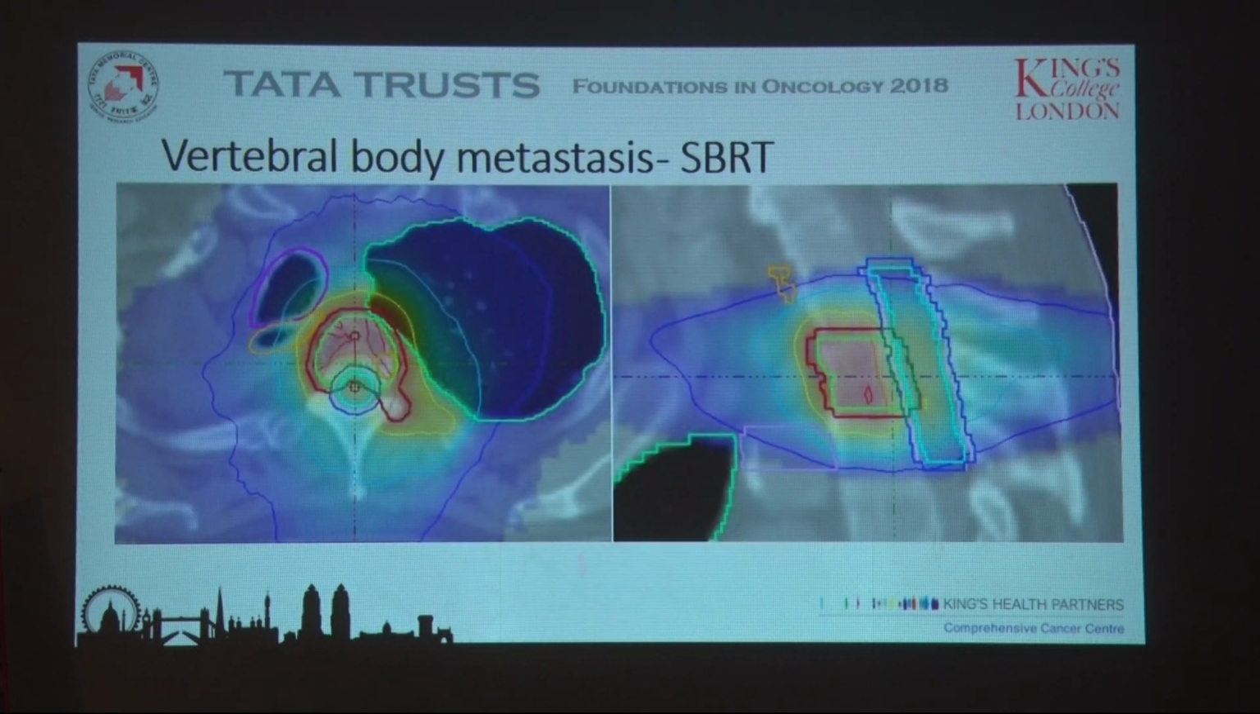And this is another example of somebody with breast cancer, a 35-year-old who was treated 5 years ago and then came back with an isolated met in the vertebral body. And you can see you can give high doses of radiation here and reduce the dose to the spinal cord. Again, we gave this patient 3 fractions, 30 gray in 3 fractions.